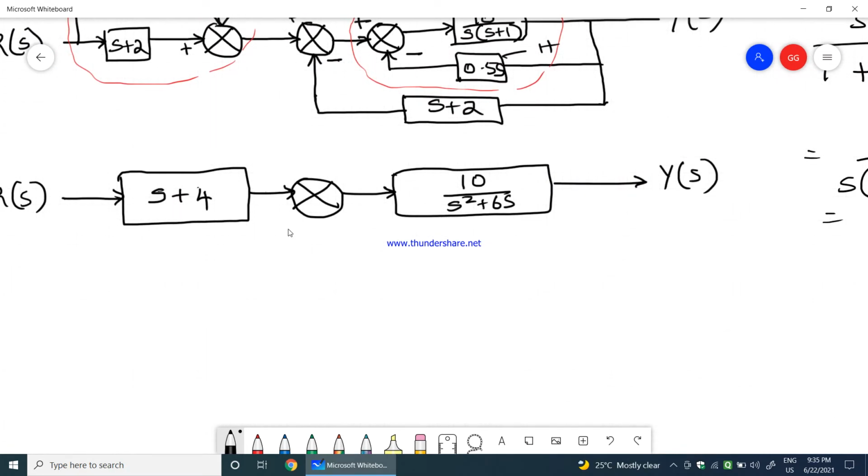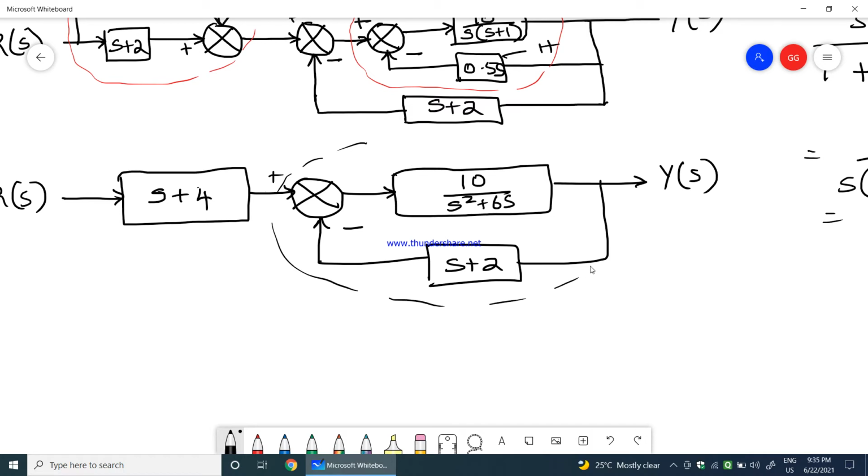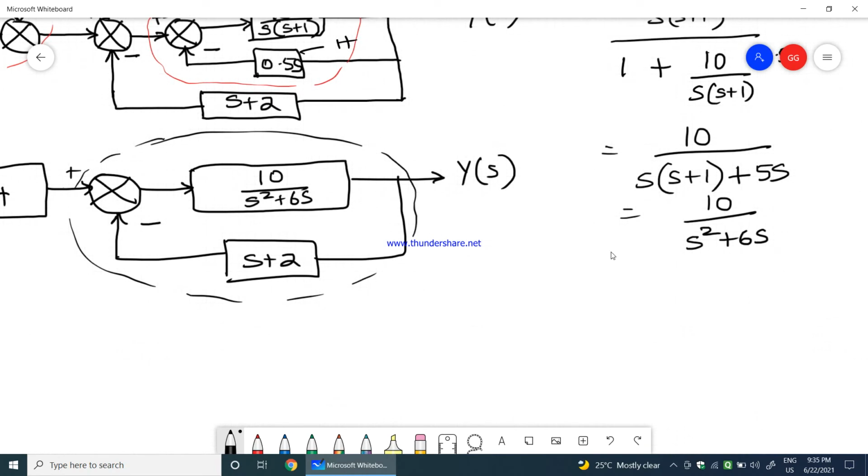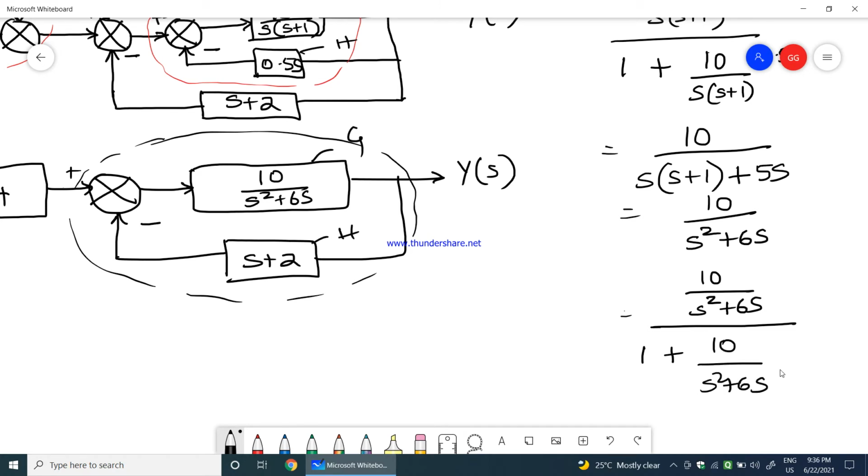and then you will have another loop here, which is s plus 2. Now if you carefully see, this is now again a feedback path. Again it is a feedback path. Therefore, it is again 10 divided by s square plus 6s divided by again 1 plus, because negative feedback. Now this is G, this is H, 1 plus 10 divided by s square plus 6s into s plus 2. So that is the H value.